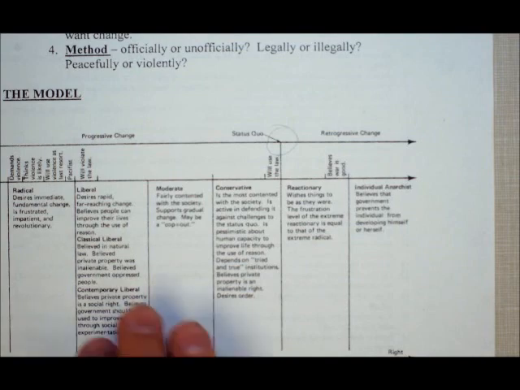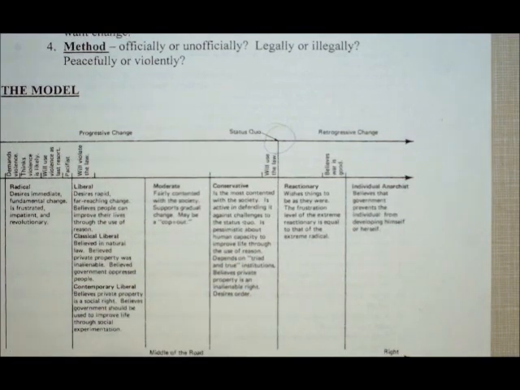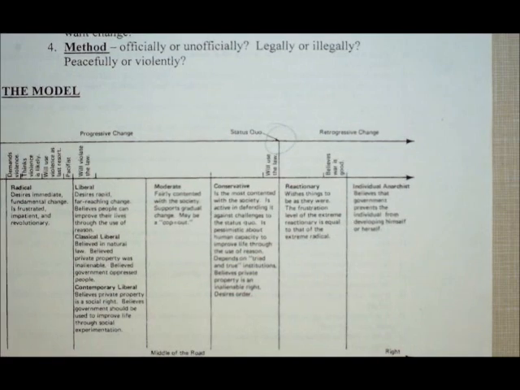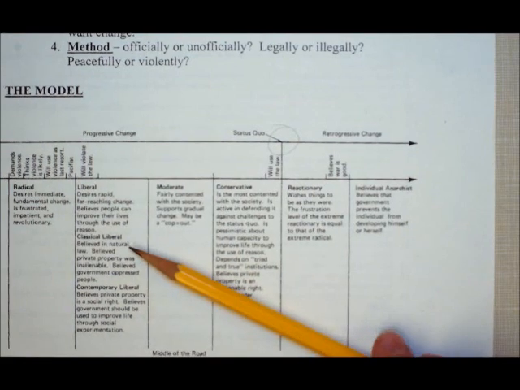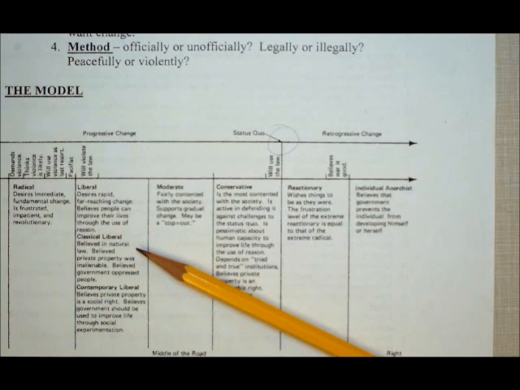Liberal. A liberal desires rapid, far-reaching change. Liberals believe that people can improve their lives through the use of reason, and a classic liberal believes in natural law. So a classic liberal is more in the sense of just someone who believes in freedom, believing private property was inalienable, believing government oppressed people. And so this is kind of the Enlightenment idea of being a liberal.